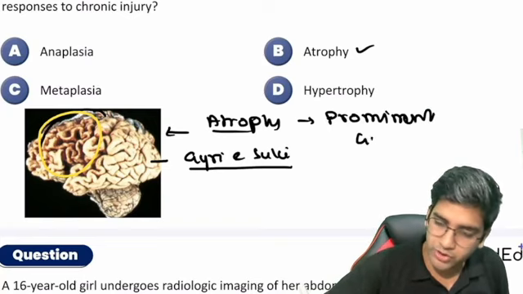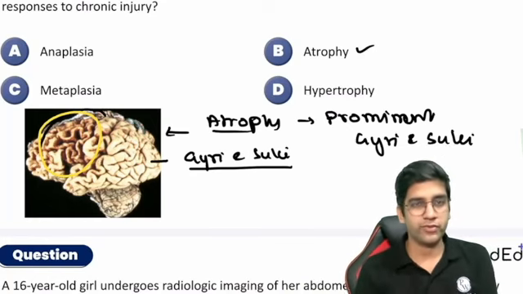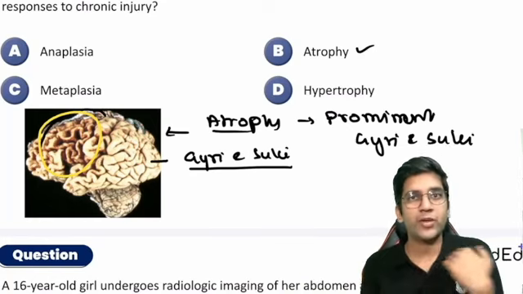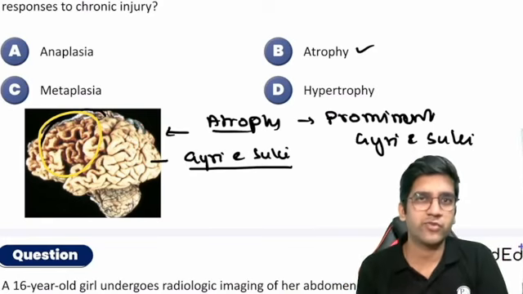Because there's nothing inside, it becomes more prominent. That's what happens in a brain atrophy. This can be extrapolated to an MRI image also. The brain cell becomes prominent in MRI. I know it's an atrophy of the brain parenchyma.